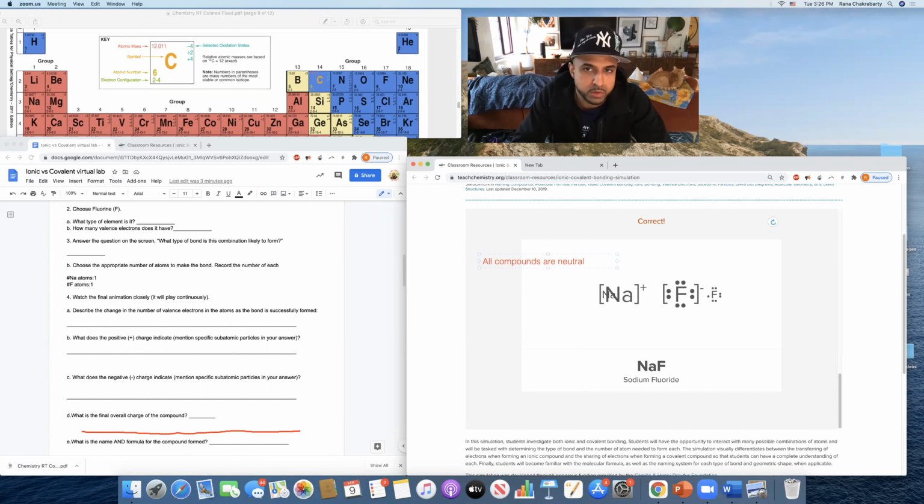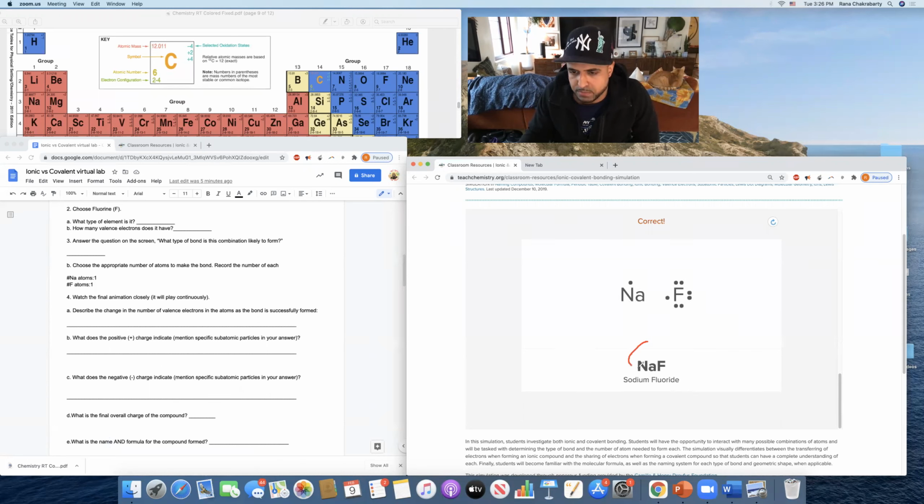If it was not neutral, it would be known as an ion, or if it has more than one element, a polyatomic ion. Okay. What is the name and formula for the compound formed? So it's right here. The name is sodium fluoride, and the chemical formula is NaF.